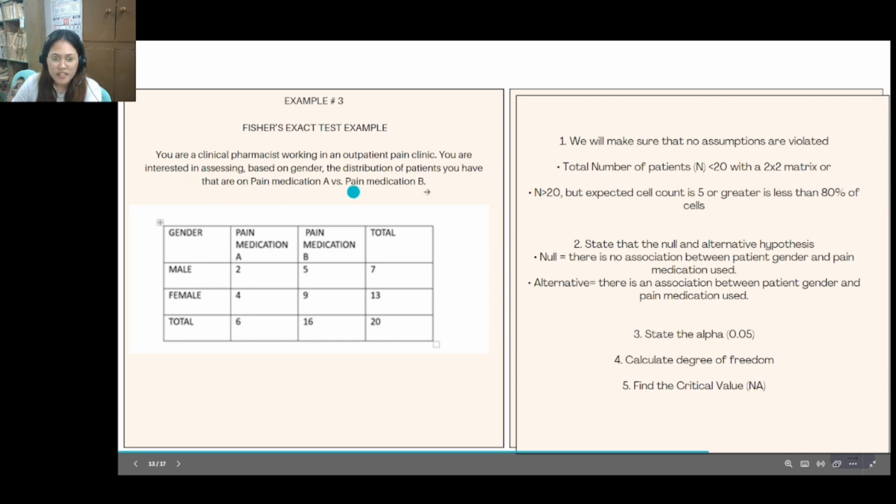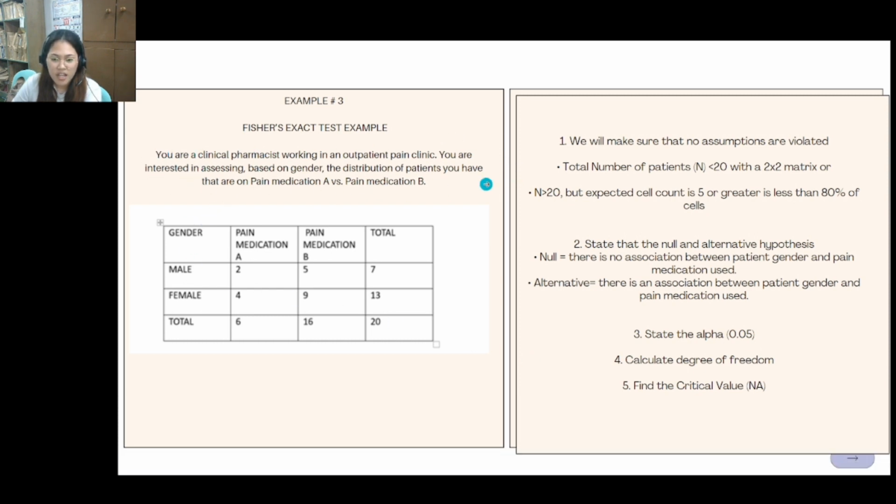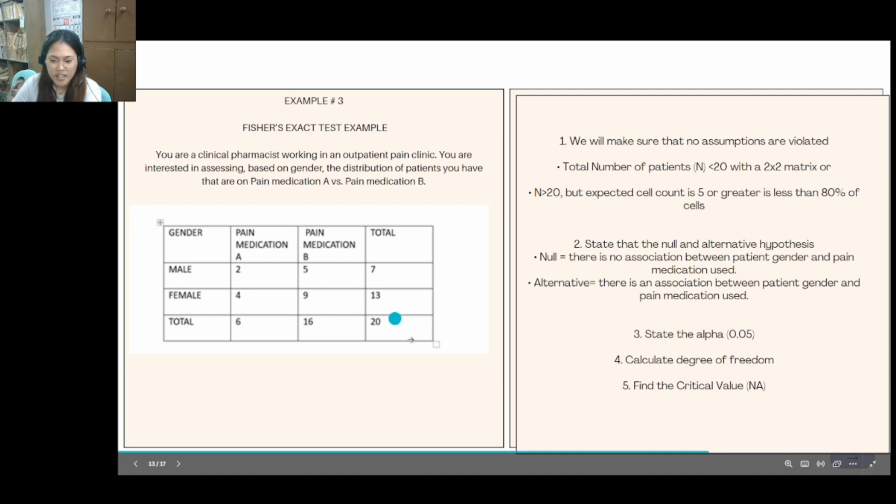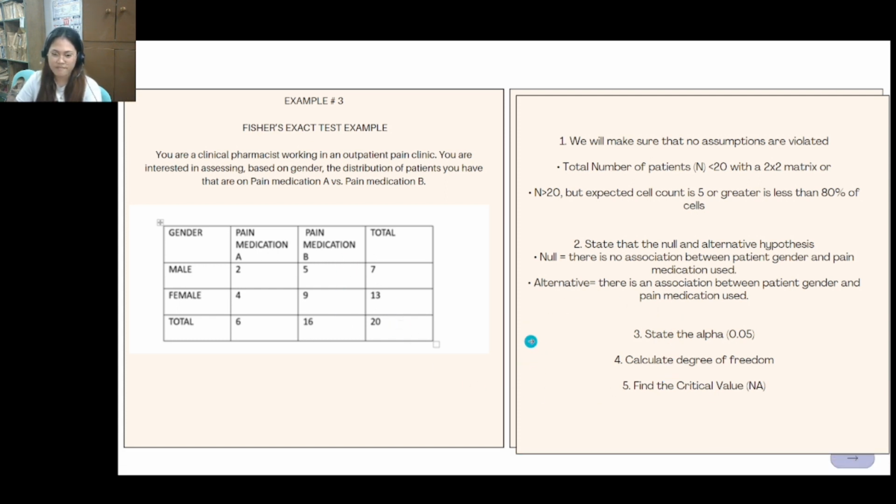Again, there is no alpha stated here. So in general rule, if there is no alpha stated, we conclude that it is 0.05 or 5%. Okay, that would be all. Thank you.